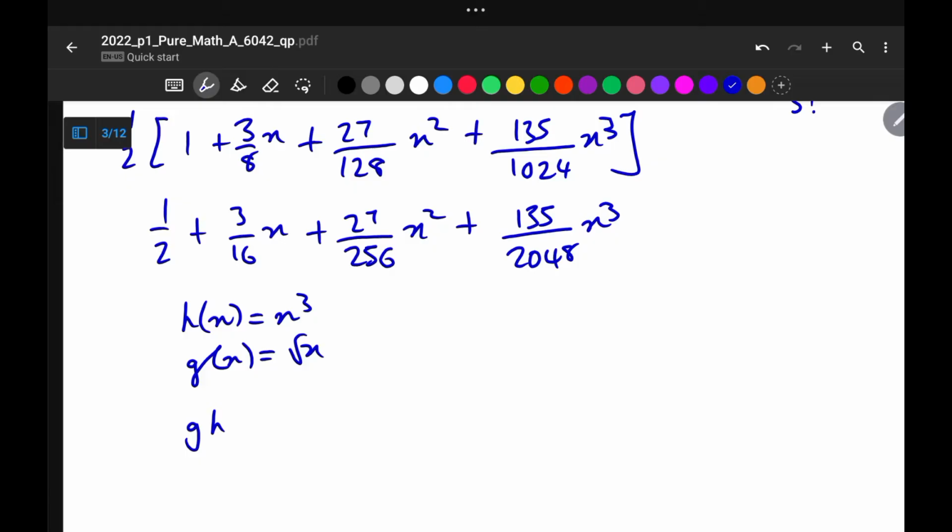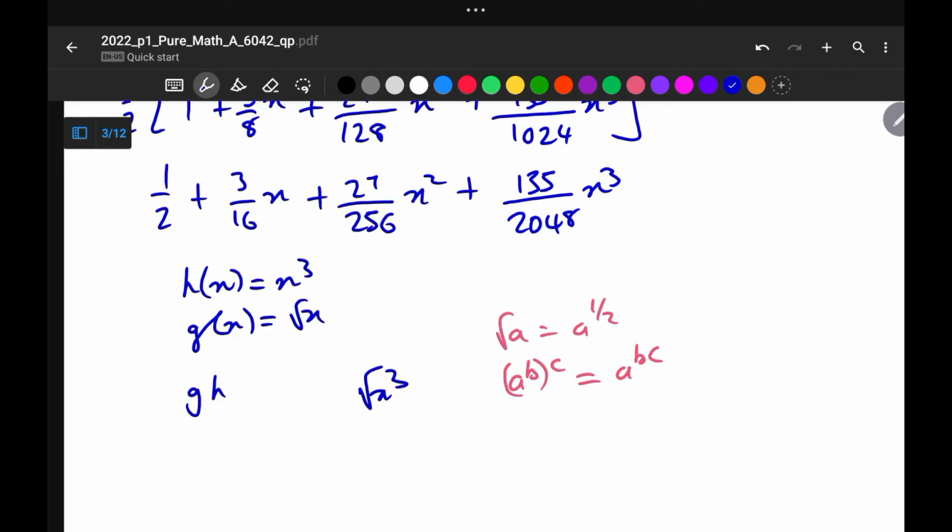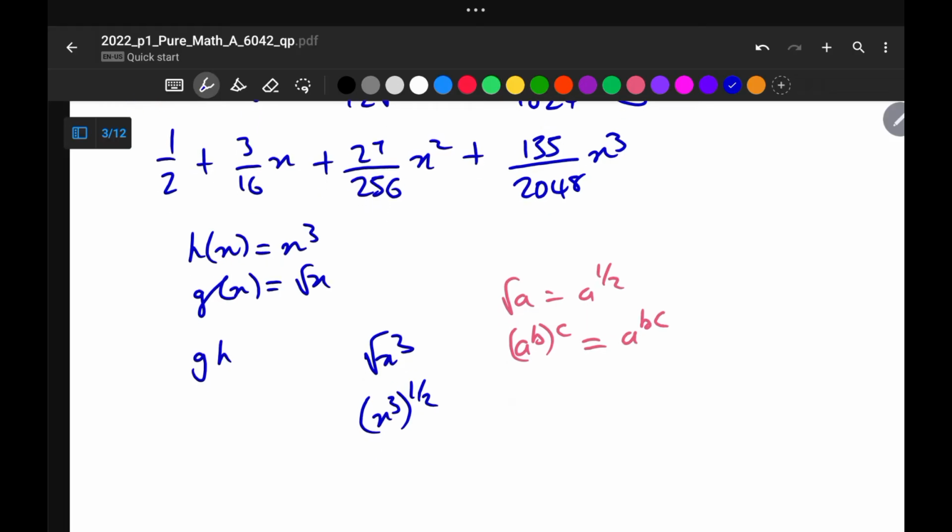So our g of h is square root of x cubed, and we know that square root of a is equal to a raised to the power half, and if we have a raised to the power b and it is also raised to the power c, our answer will be a raised to the power bc. So we are simply multiplying these powers b and c. We use this idea to simplify square root of x cubed. So it is x raised to the power 3 raised to the power half. So we are going to multiply 3 by half. This gives us x raised to the power 3 over 2. Okay, so this one is for g of h.